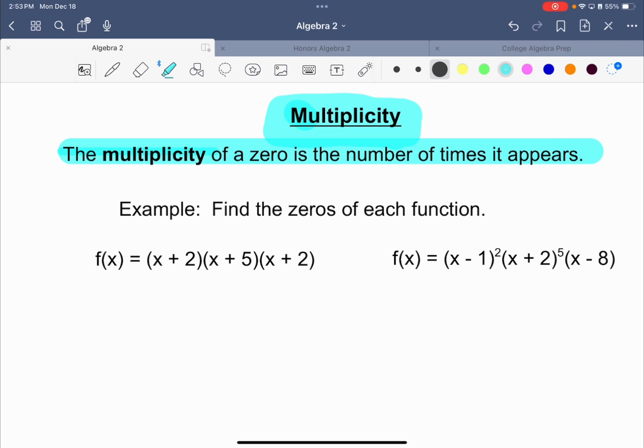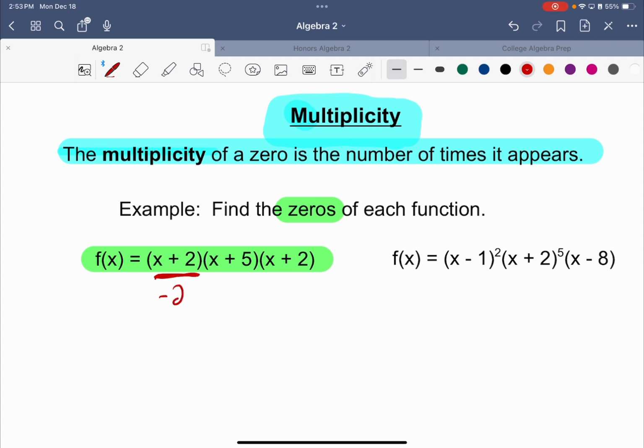We'll talk about that in just a second, but first let's look at these examples and figure out what the zeros are as well as the multiplicity of them. So if I look at this first one, f of x is equal to x plus 2, x plus 5, and x plus 2. First thing I'm going to find is its zeros. And we've done this zero thing lots of times. So I shouldn't have to put x plus 2 equals 0, x plus 5 equals 0, and x plus 2 equals 0. You should just be able to tell me what makes that 0.